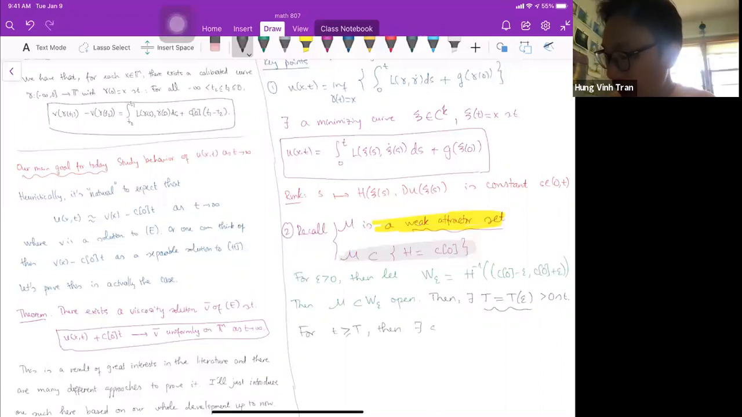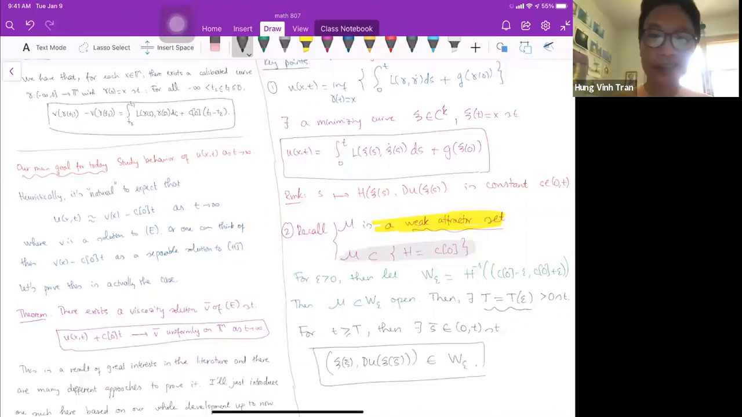Then there exists S in (0, T) such that (C(S bar), DU of C(S bar)) is sitting inside this attractor set. So that's really important. The first point is not new. The second point is the key observation of Fathi. It looks remarkably simple, but what it tells you is concerning large time, because we are interested in the large time behavior.